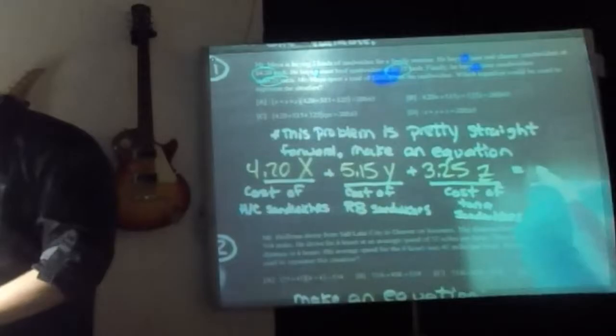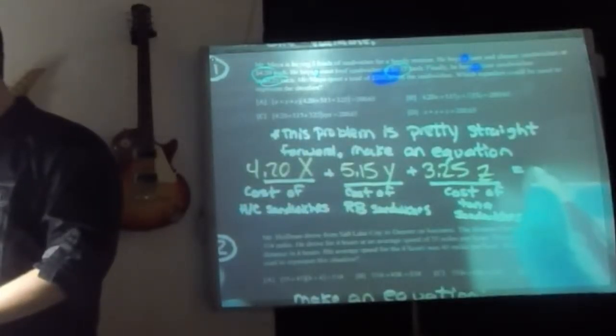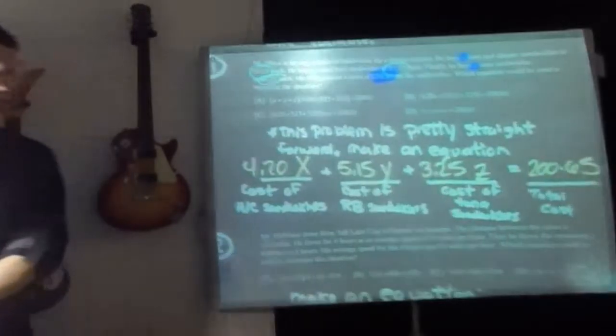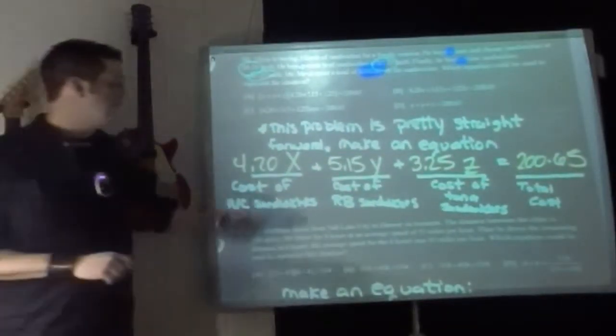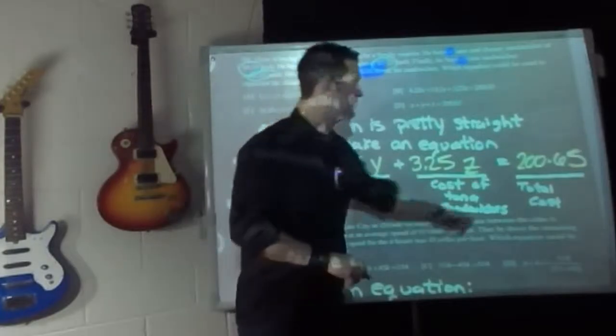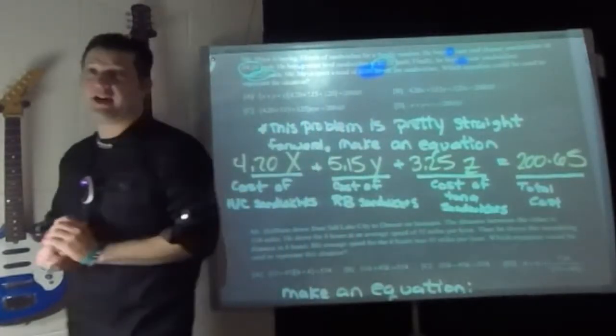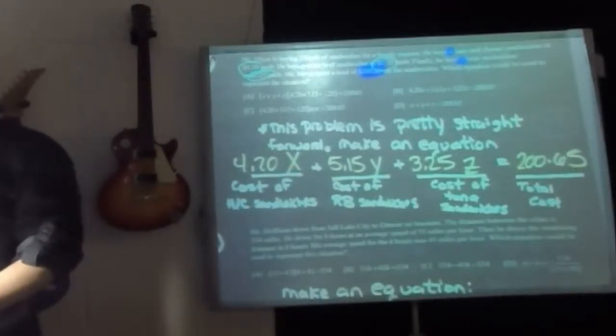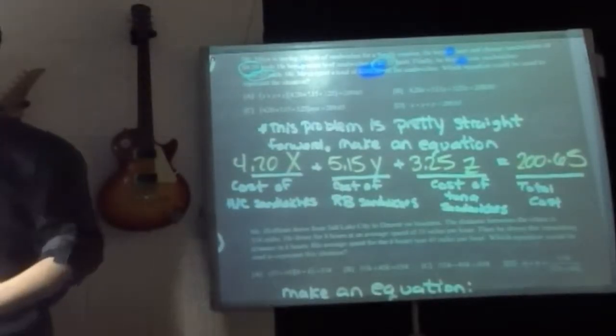And the total cost when it was all done was $200.65. That's the amount for ham and cheese, the amount for roast beef, the amount for tuna, and the total cost. That one's easy. On a scale of 1 to 5, Jacob, what would you give that? It's a 1. You're right. That's a 1.